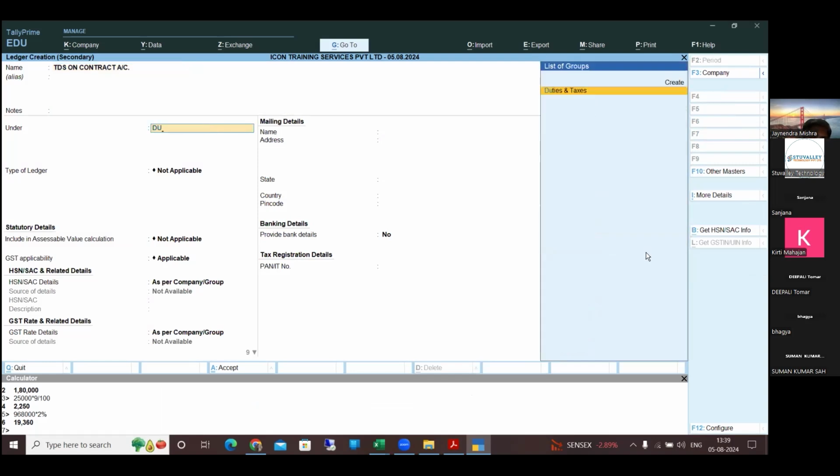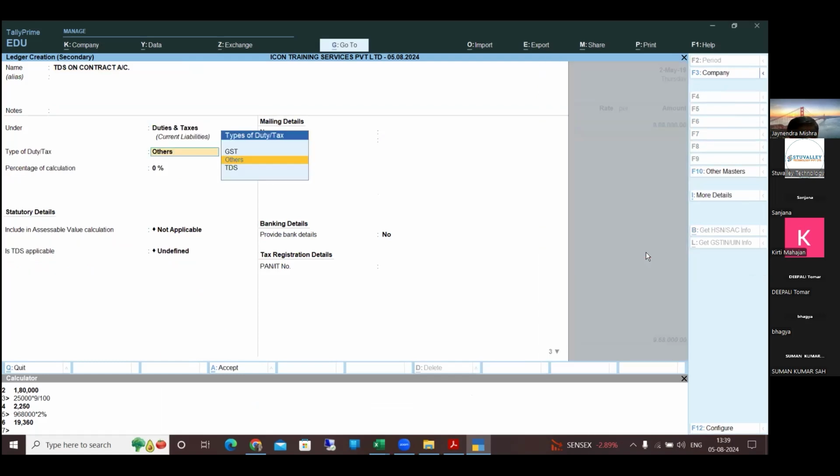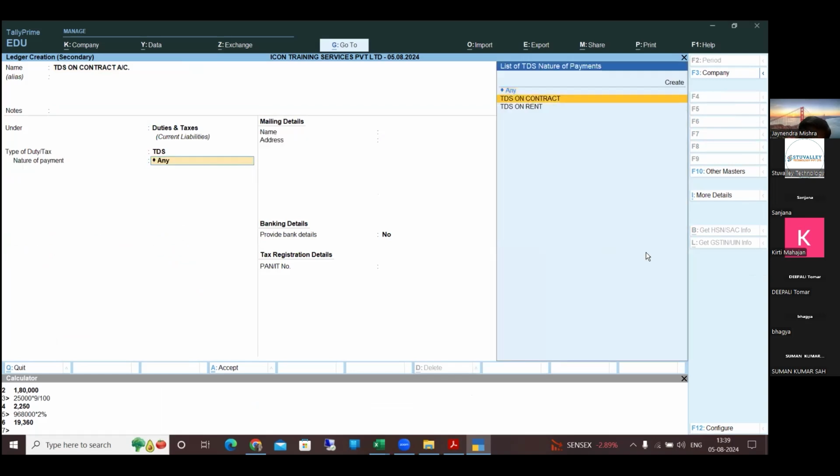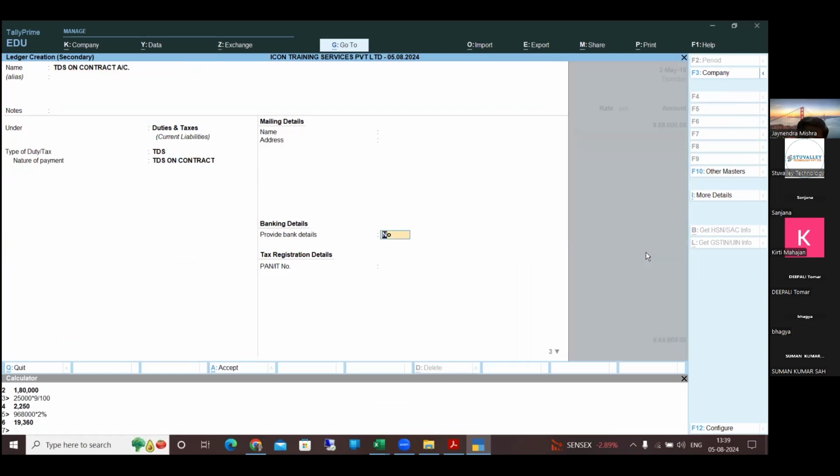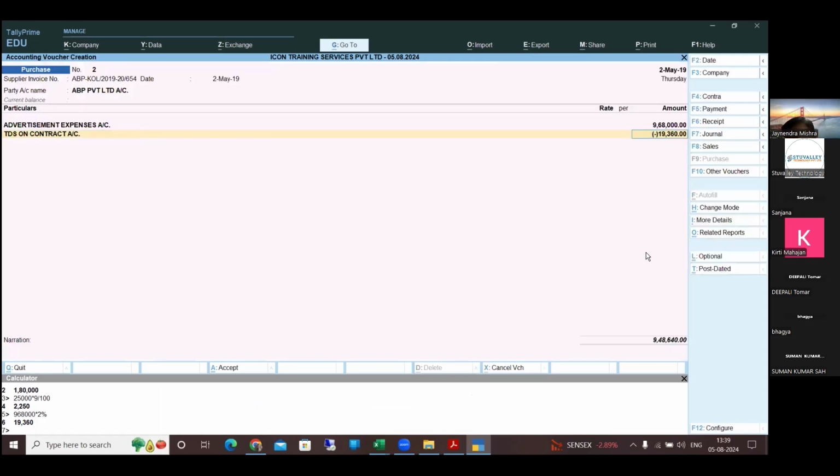Again friends, all tax related ledgers should always be created under duties and taxes. TDS on contract, look at here. TDS is auto calculated, it is calculated automatically, friends, right? 19,360, okay. What is the next ledger, friends?